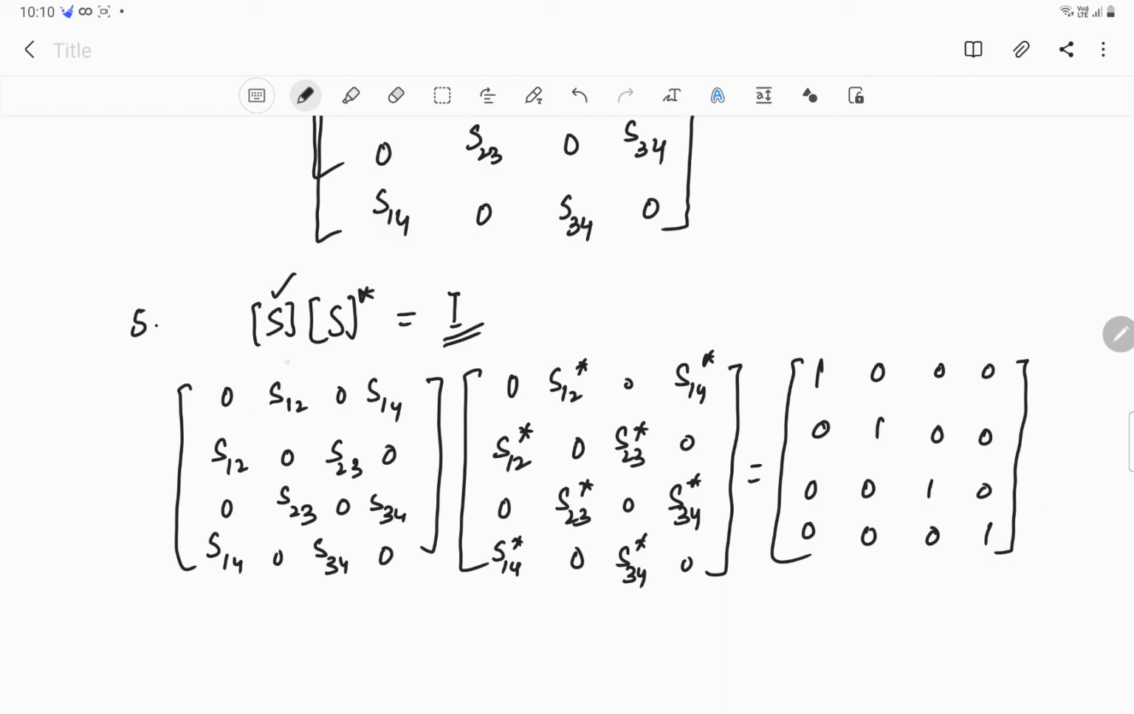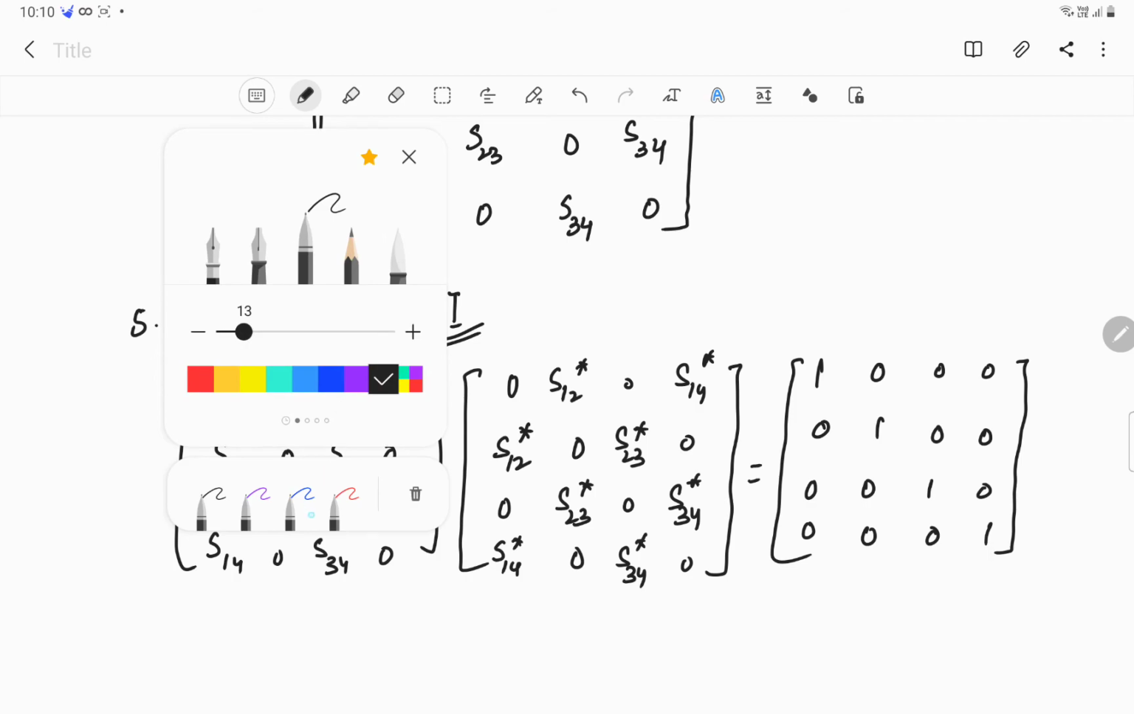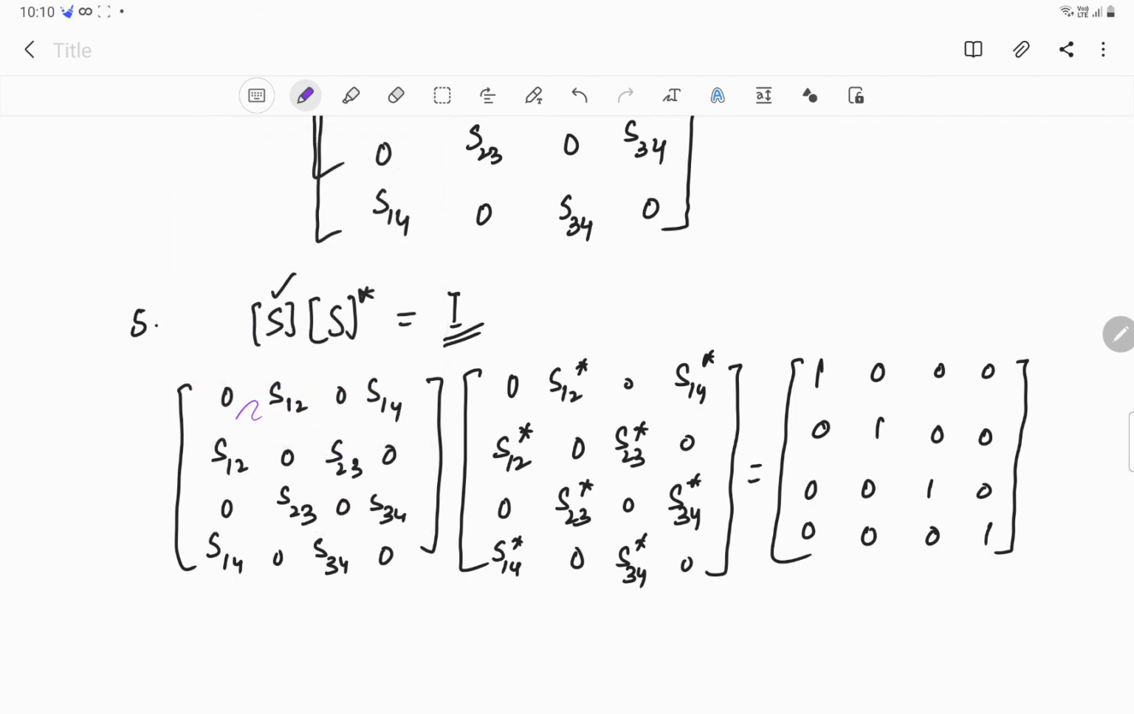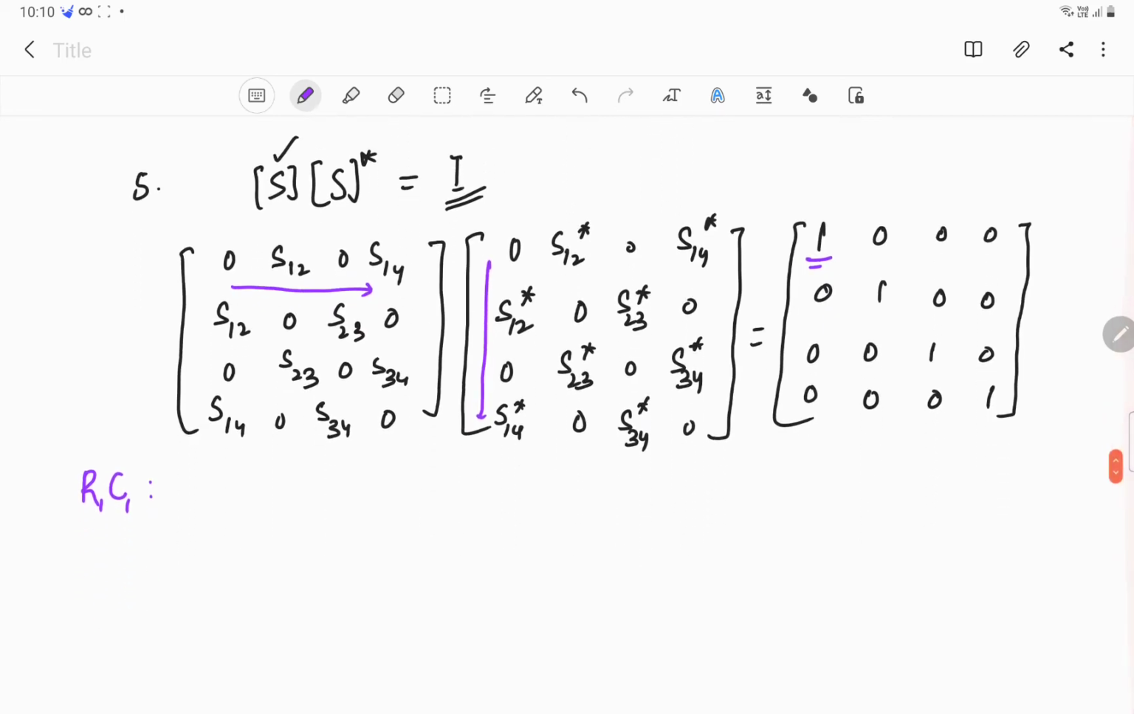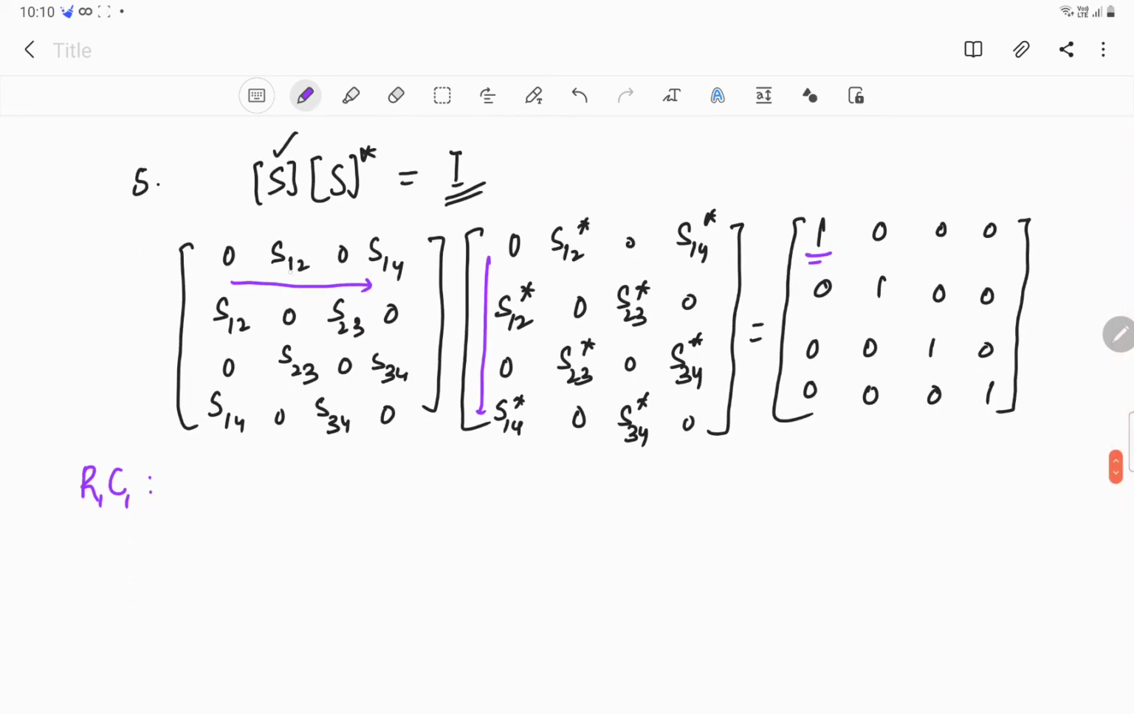So if I multiply row 1 with column 1, I'll get the first diagonal element. On multiplying row 1 column 1, 0 into 0 is 0, plus mod S12 square plus mod S14 square, S14 into S14 conjugate is mod S14 square, is equal to 1. Let's name it as equation 1.